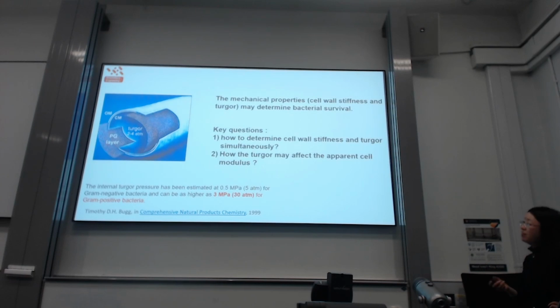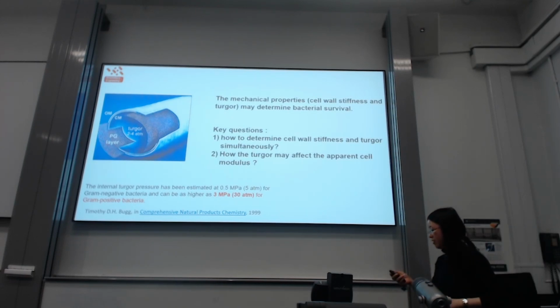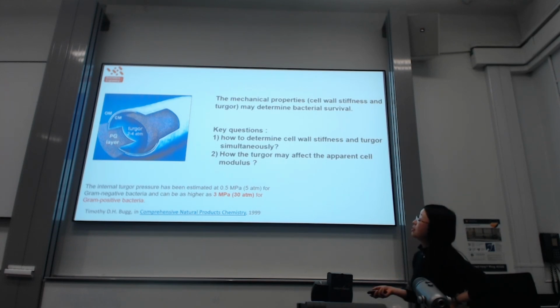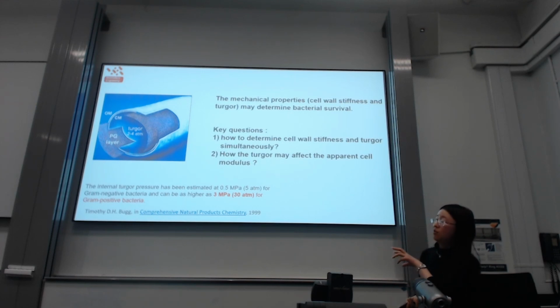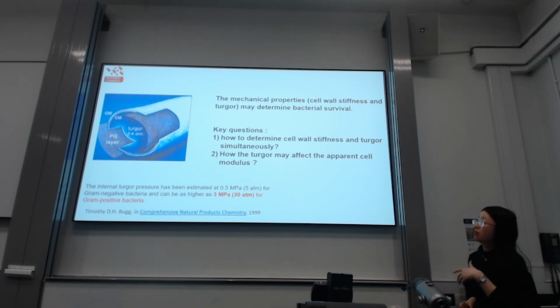So basically, when we think about bacteria, you can also imagine them as engineering materials, except they have quite complicated structures. For example, this is a typical gram-negative bacterium. It has multiple layers in its cell envelope, and inside the bacteria there is also a high internal pressure called the turgor. It can be up to 4 atmospheres.